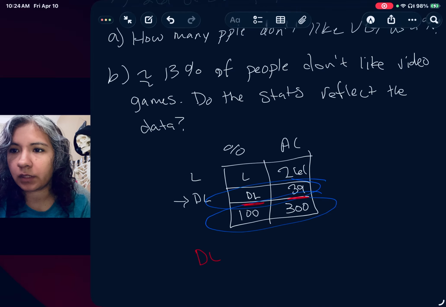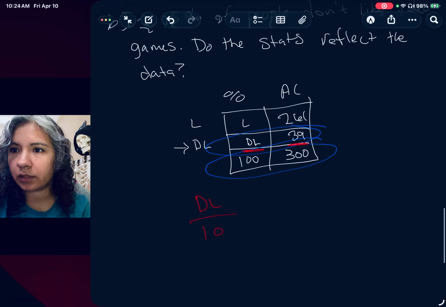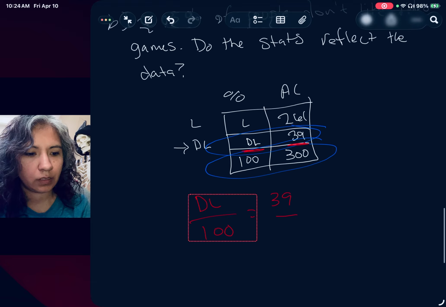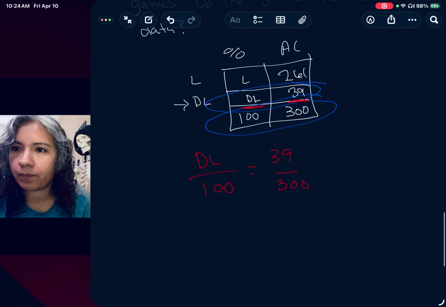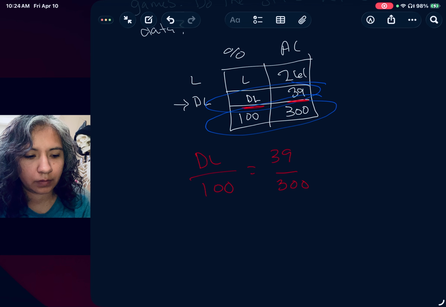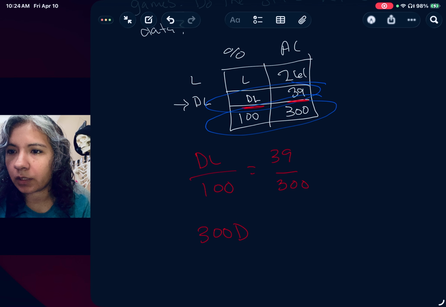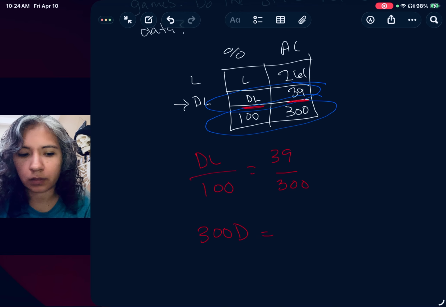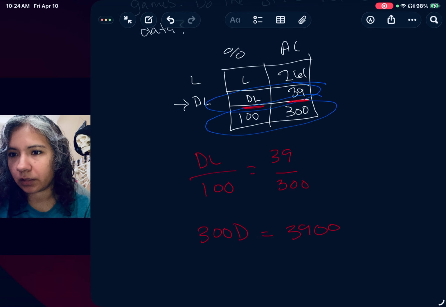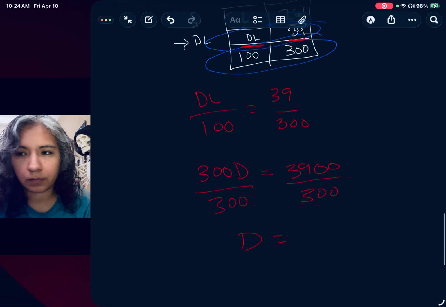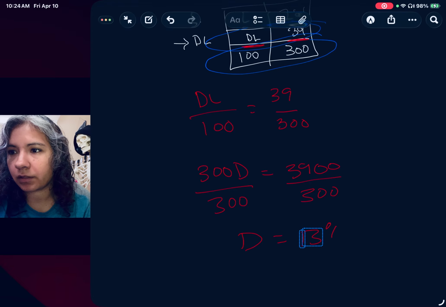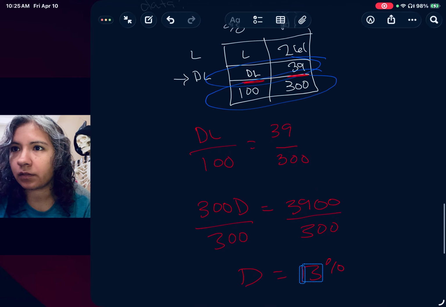So we're going to have don't like over 100 equals 39 over 300, right? So then we'll have 300, I'm just going to do D for don't like, equals 39 times 100, divided by 300 to get the D by itself. So it's going to be 13%. So that would go here.